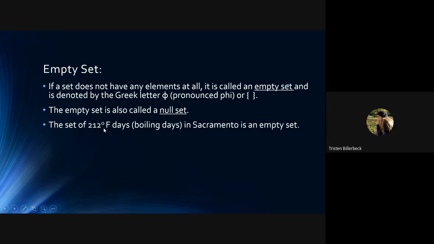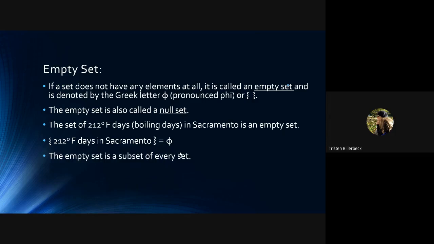The set of 212 Fahrenheit days, boiling days in Sacramento, is an empty set because we would die if it was that temperature, even though we say it's boiling in the summer in Sacramento. It really isn't boiling. 113 or 114, maybe even 115, it's livable. In Arizona, it's like 120. They're still alive. So we aren't truly boiling. So we would say the set of 212 Fahrenheit days in Sacramento is an empty set.